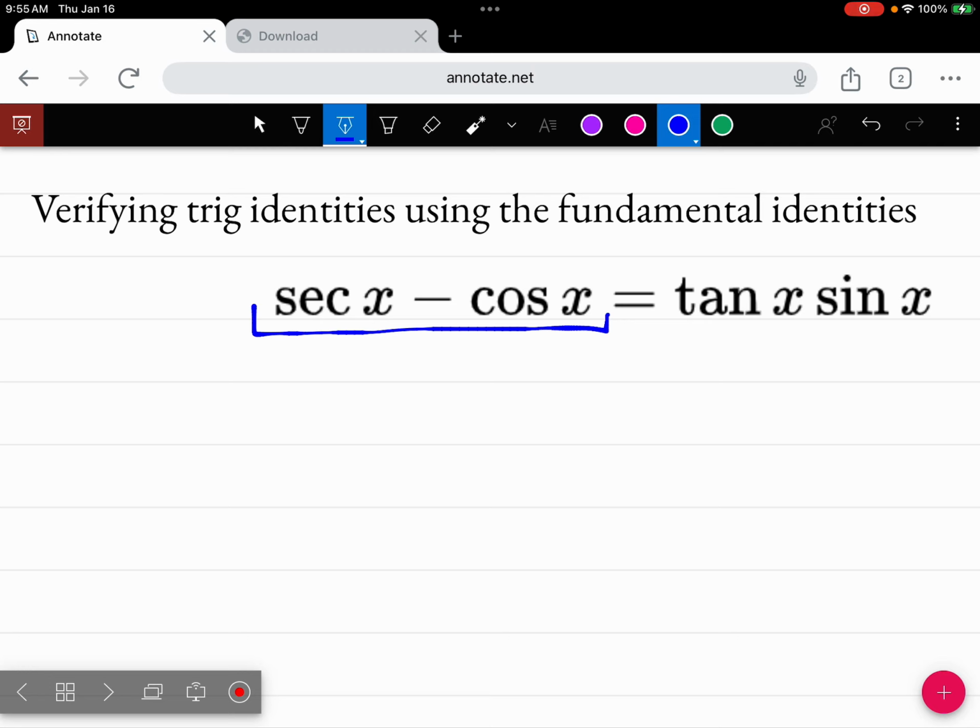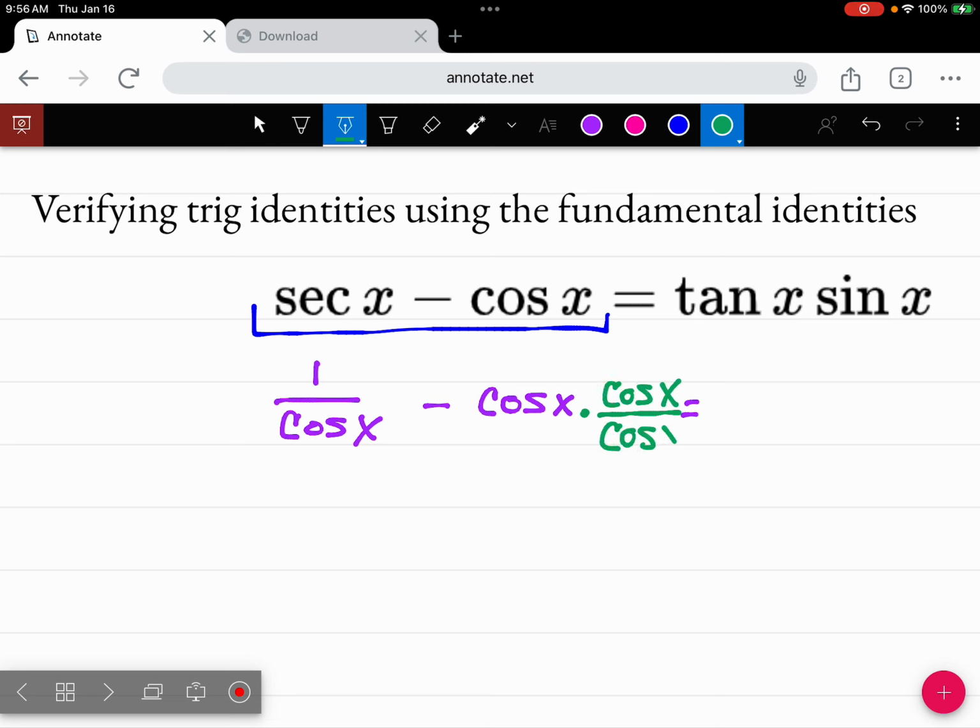So secant, if I want to write that as a sine or a cosine, how would we do that? What is secant? 1 over cosine. Secant is 1 over cosine of x minus cosine of x. What do we need to do to be able to smush them together? Common denominator. So I need to take this piece and multiply it by what? Cosine over cosine.